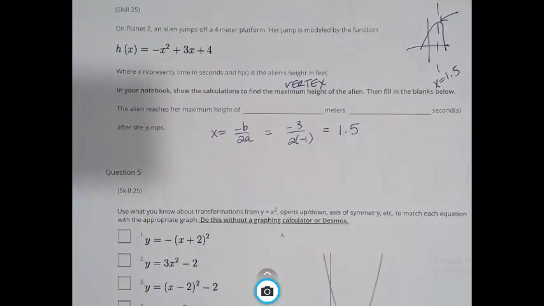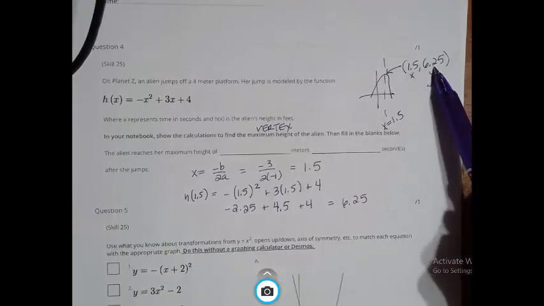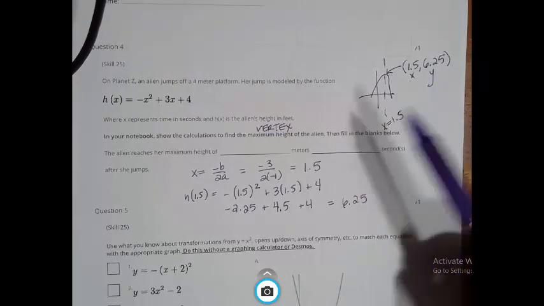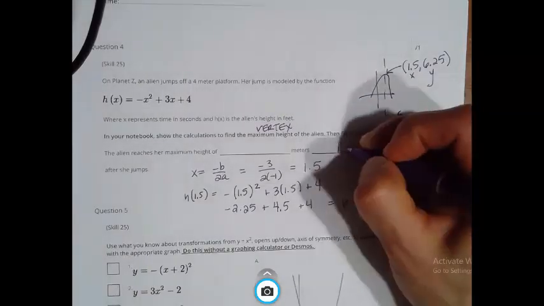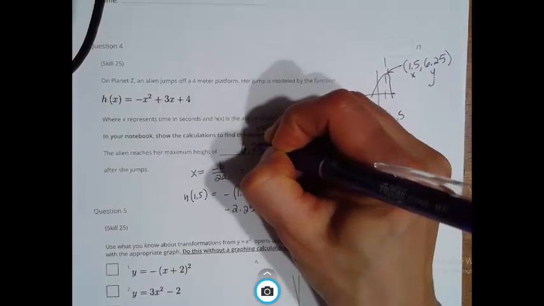Now to find the y-coordinate of the vertex, here's the vertex, (1.5, 6.25). So the x is the time, so that's going to go here in the time slot. This should be 1.5, and the maximum height should be 6.25 meters.